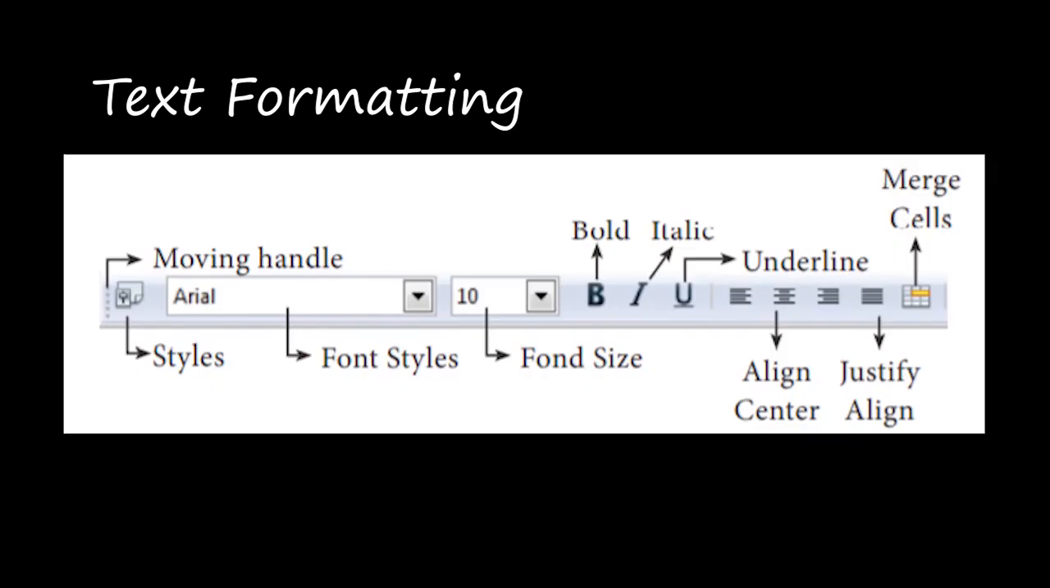First, let's see about text formatting. Okay, to make the contents in the cell bold or italics or underlined, or if you have to change the font size or style or color of the font, all this comes under text formatting only. Okay, you can see this text formatting toolbar there. Here, the first one is the moving handle, right? The dot is there, right? That is the moving handle. And then the next one is style, and the next one is font style.